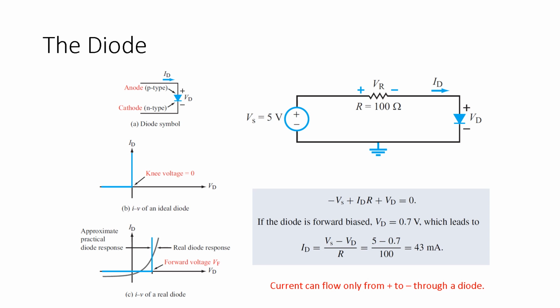So here we have a diode. This is another new component that we're going to learn about. The way I like to think of diodes in my mind is fancy one-way resistors.